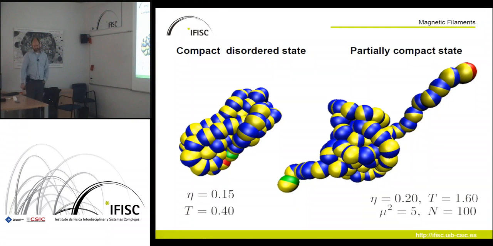When we check the conformations, we can see things like this. At high temperatures, we have partially compact states, which are a compact core plus two segments that spread away from the core. And then we have the compact disordered states at very low temperatures, which is a globule where everything has collapsed and is disordered. So, a kind of disordered globule.